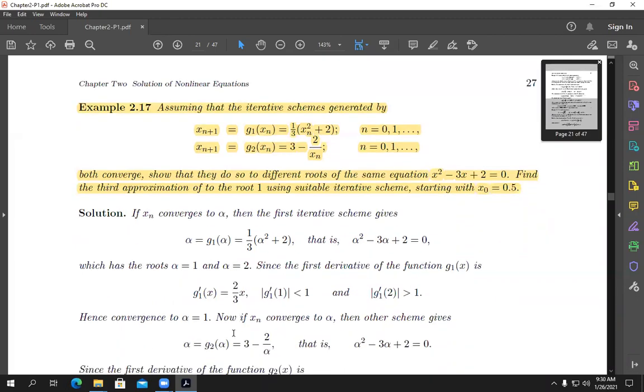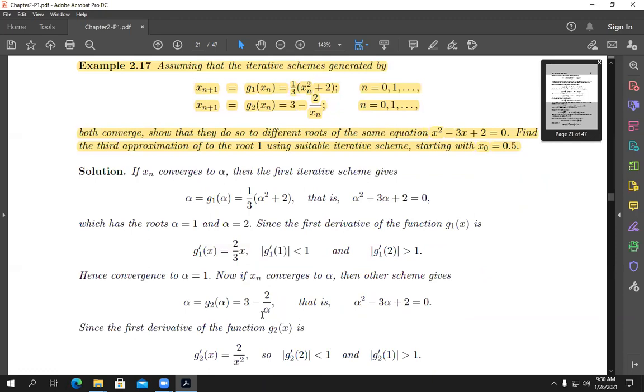Now let's do the second sequence. When you simplify, x is equal to 3 minus 2 over x. You find f of x, I told you how to find f of x, and then you have the same thing again. Now you have to take the derivative. What is the derivative of this one? 0 minus the derivative of 2 over x, which is minus 2 over x squared. So minus minus is positive.